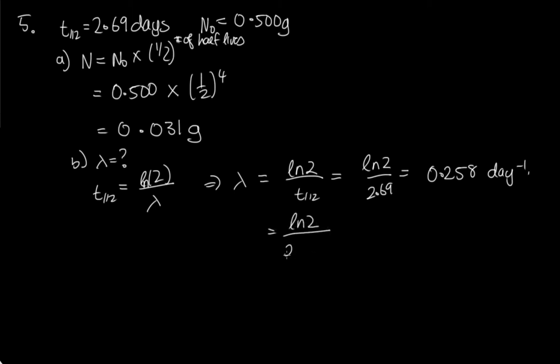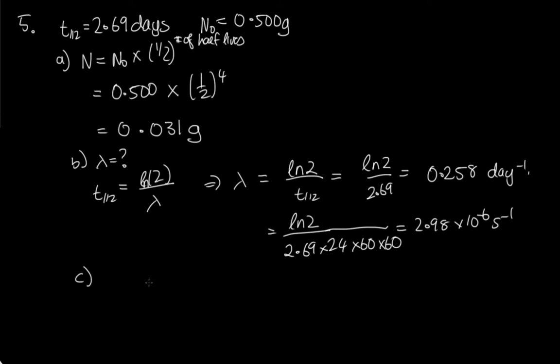The other option is we could get this into inverse seconds, so we do ln 2 divided by this time in seconds, which is 2.69, that's the number of days, times 24, there's 24 hours in a day, times 60 times 60. This one converts it into hours, this is into minutes, and this converts it into seconds. And so solving this one on the calculator, we end up with 2.98 times 10 to the minus 6 inverse seconds.